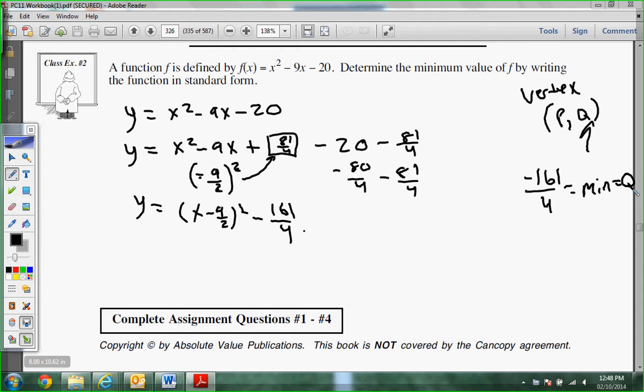All right, so just one last thing. Make the connection. The vertex of this would be 9 halves, because it's opposite what we see, and then negative 161 over 4. All right, just got a couple more here. Everybody good on writing almost?